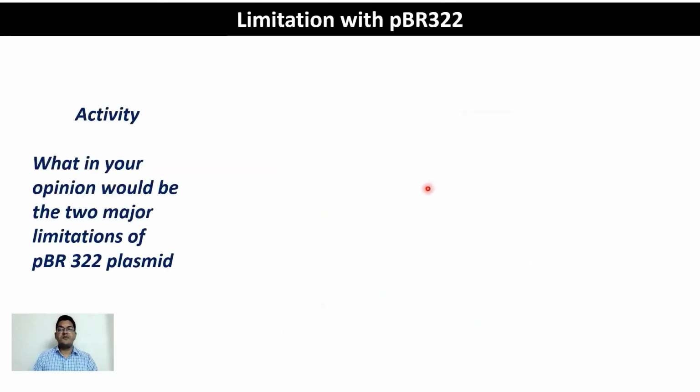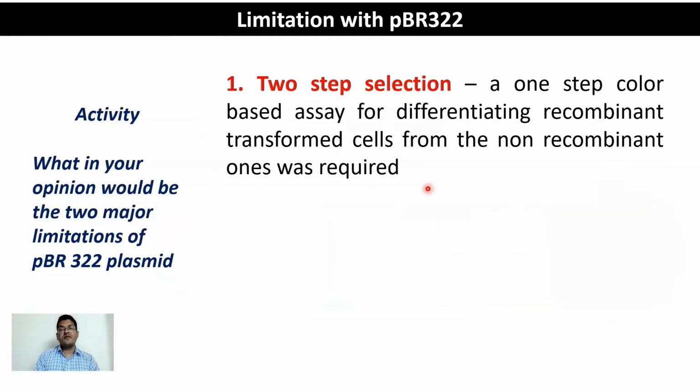So here is your answer. First, of course, the selection process is slightly elaborate, and it is a two-step selection. You have to plate the cells twice to actually get to the final recombinant transformants, and that too in an indirect manner. A one-step color-based assay for differentiating recombinant transformed cells from the non-recombinant ones would be more convenient.